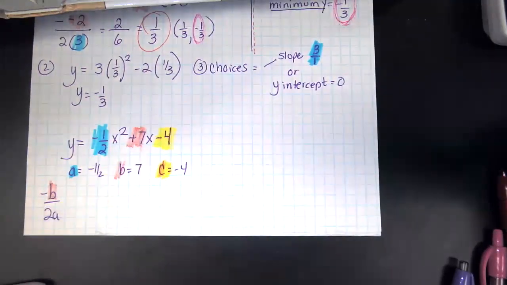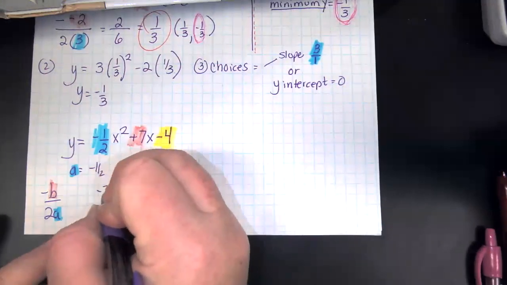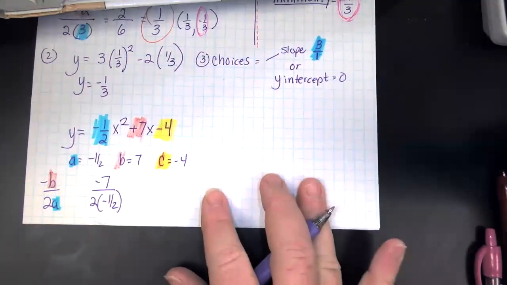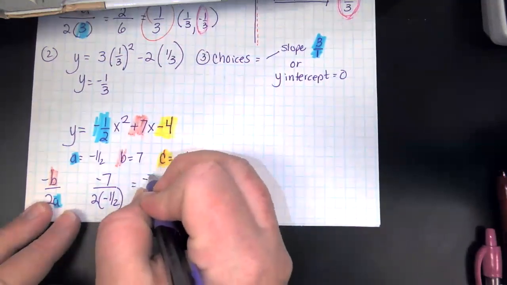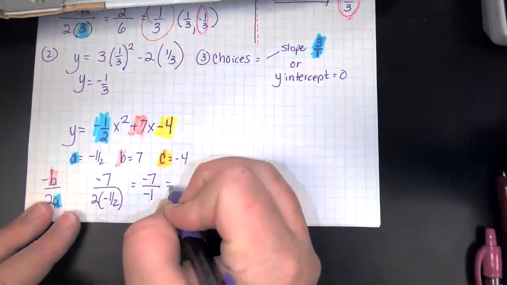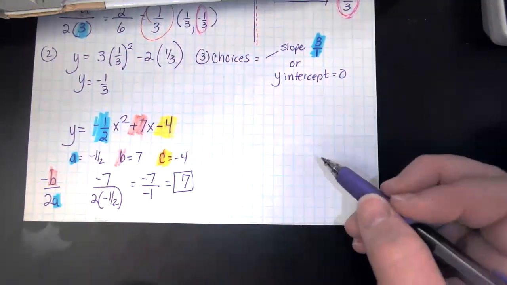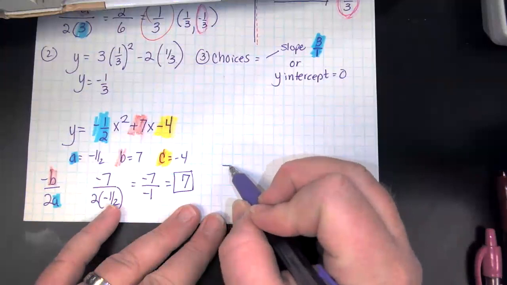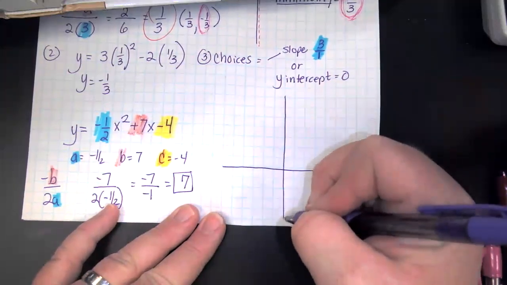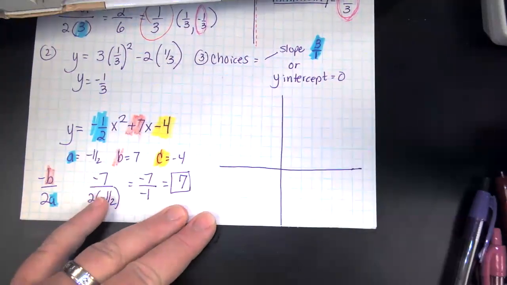b over 2a. All right, so what do we got? Negative 7 over 2 times a negative half. All right, what do I get here? Negative 7, 2 times a negative half is negative 1, and 7 over 1 is 7. Okay, remember, that is my axis of symmetry. One, 2, 3, 4, 5, 6, 7. I'm gonna put a mark right there.